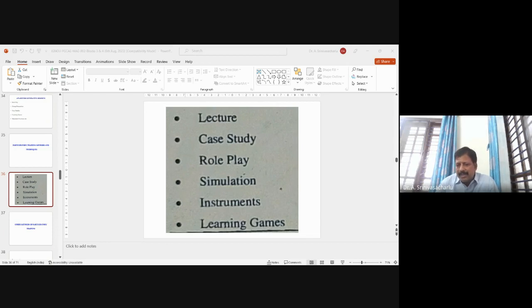Anything you take when it comes to adult education, it is more of a participatory approach. Participatory means not just giving feedback, but also aiding the presenter. Now coming to participatory training methods and techniques. Basically, we say lecture method, case study, play, simulation, instruments, and learning games. What are instruments, I'll show you. And even learning games also.